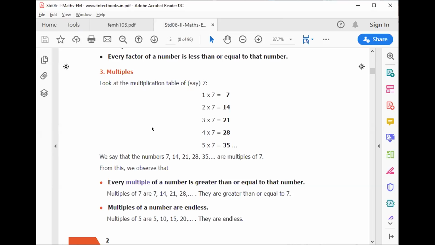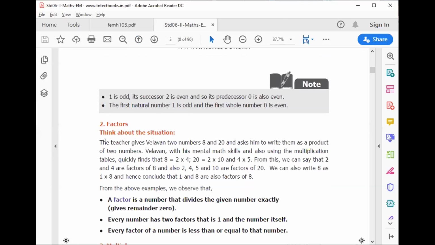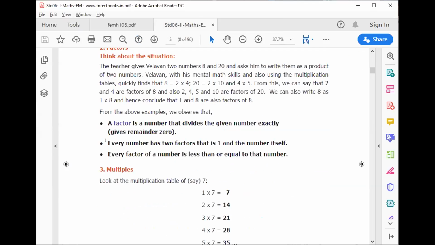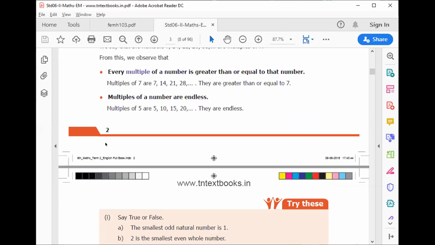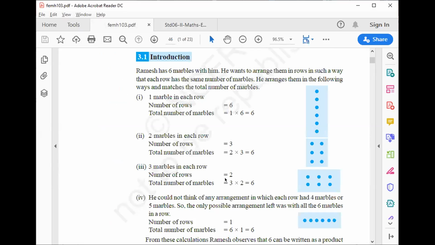On the other hand, when you come to factors, this activity is very, very important. So you think of any number, let's say 10. You pick up 10 counters, or 10 buttons, something like that. And then you arrange them in as many ways as possible.